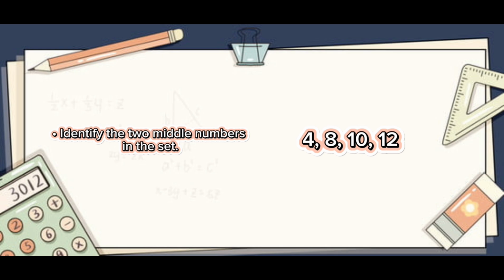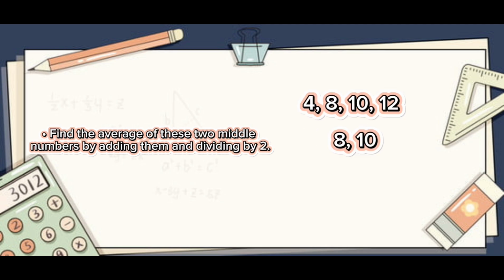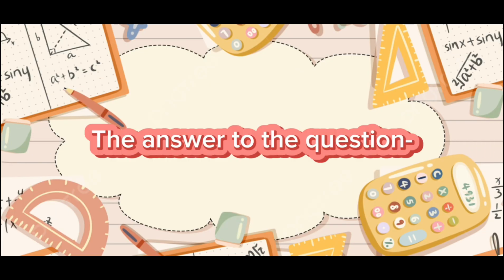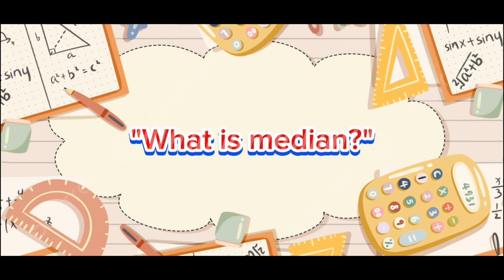After arranging, identify the two middle numbers in the set. The middle here is 8 and 10. Find the average of these two middle numbers by adding them and dividing by 2. 8 plus 10 is equal to 18. Then divided by 2 is equal to 9. And that is the median in this set of numbers. There you have it, the answer to the question, what is the median?